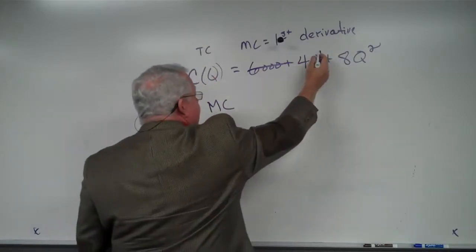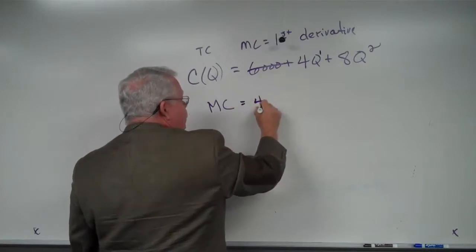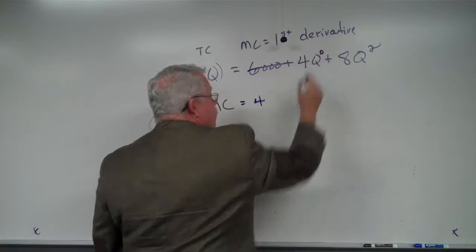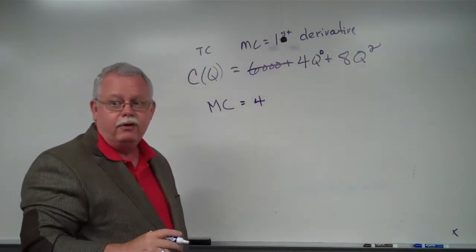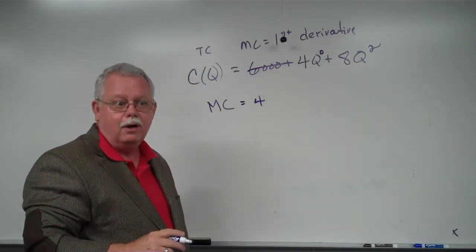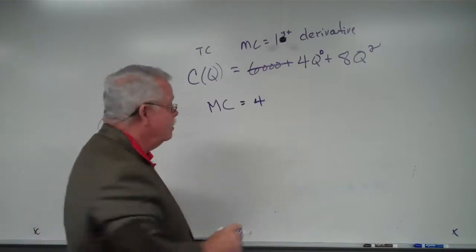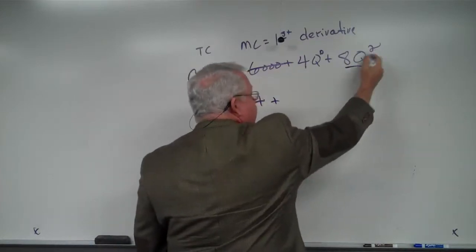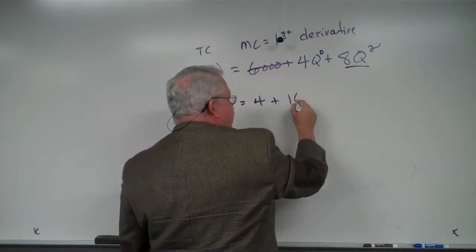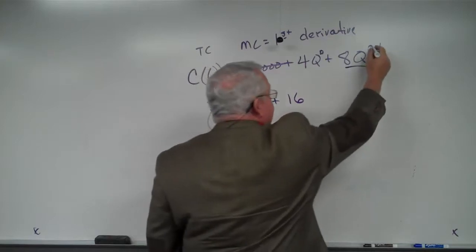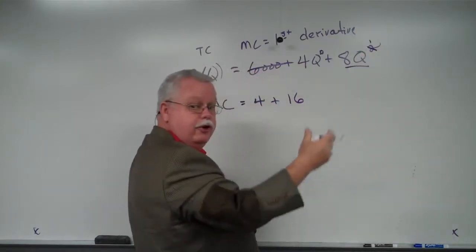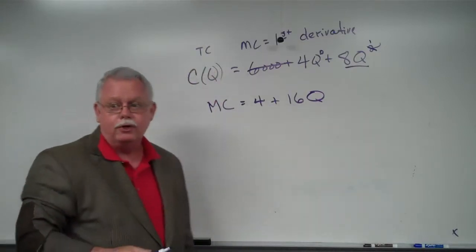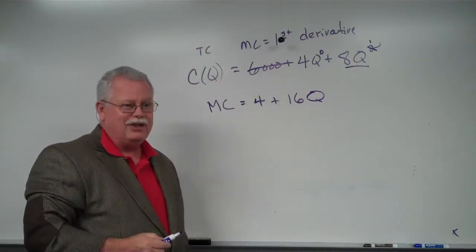So I'm going to go 1 times 4 is 4, and this then becomes Q to the 0. What is anything to the 0 power? 1. So that's it. Then I go to the next term. Exponent times the coefficient, 2 times 8 is 16. Reduce the exponent to 1. Q to the 1 is just Q. Bingo, there's my marginal cost function. That's as far as I'll make you go.